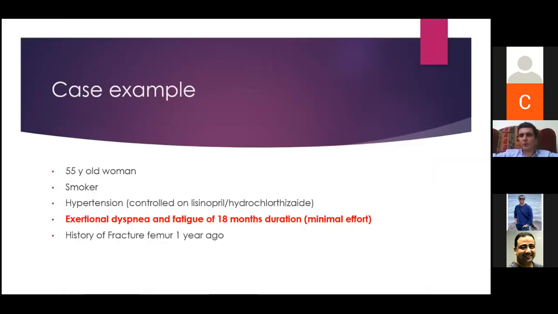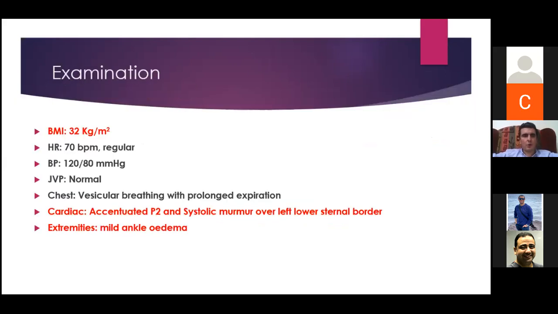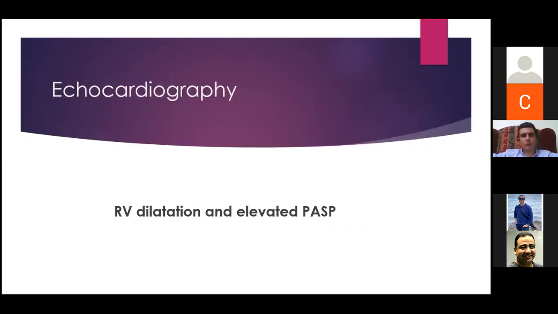She is a 55-year-old woman. She is a smoker and hypertensive, and she complains of shortness of breath and fatigue of 18 months duration. She also has a history of fractured femur 1 year ago. On examination, she is obese. She had an accentuated pulmonary component of the second heart sound, a systolic murmur over the left lower sternal border, and mild ankle edema. Echocardiography reveals right ventricular dilatation and elevated pulmonary arterial systolic pressure. So the pulmonary hypertension is here, and you need to detect which type of pulmonary hypertension.